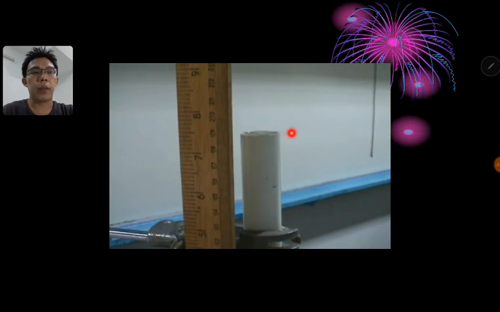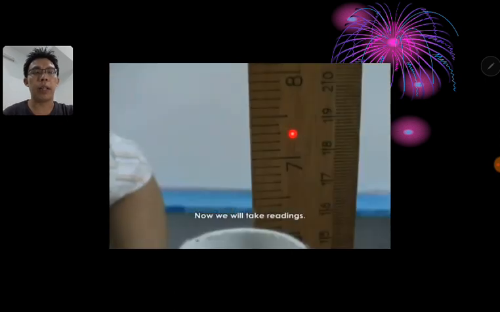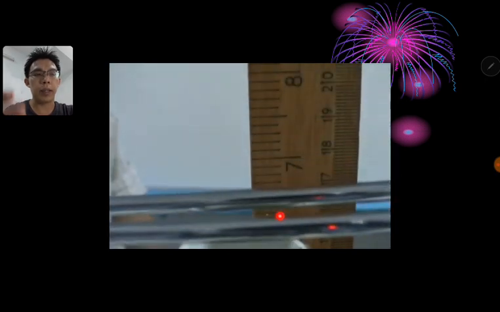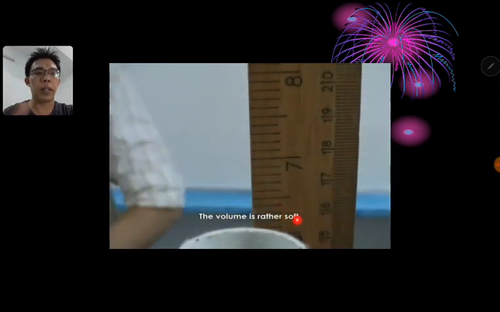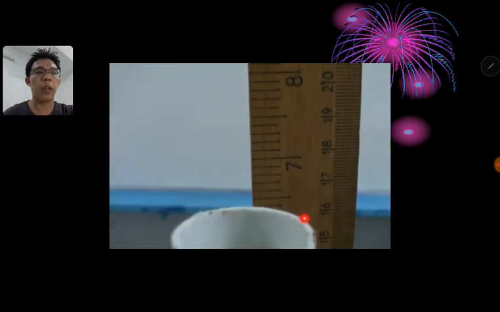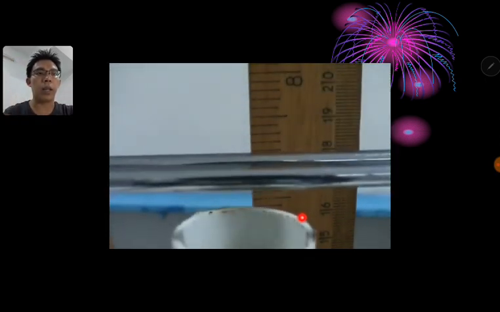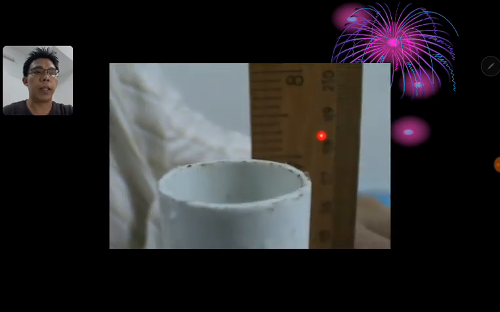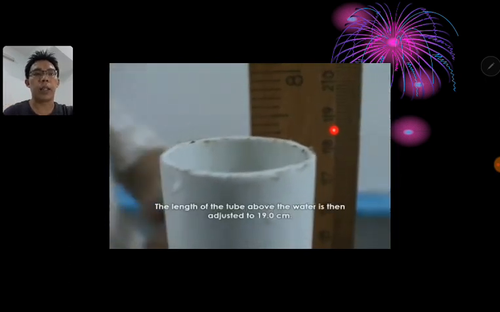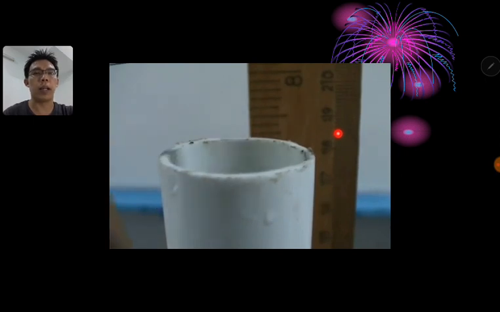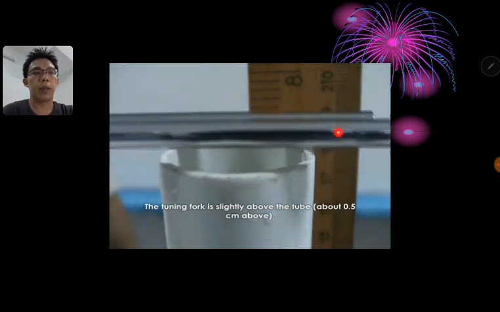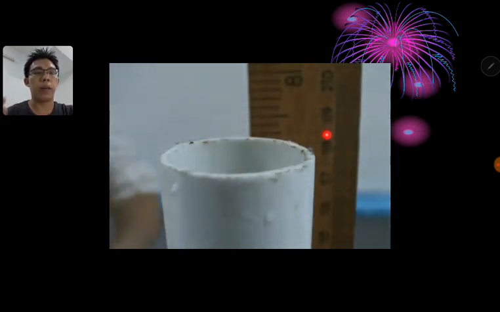So this guy is trying to find the point where the fundamental mode is achieved. He places it there and tries to detect the sound, and they say the sound is rather soft. Then he keeps increasing the length slowly, and finally at about 19 here, it detects a loud sound. Hopefully you can hear the audio inside there, because I'm recording so I can't hear that. So finally it hears that sound and then it records it down.